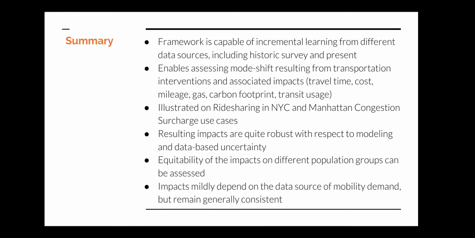So those resulting impacts actually turn out to be rather robust in terms of all types of uncertainties we were able to quantify: data-driven uncertainty, model-driven uncertainty, and also with respect to trying different input data. They just mildly depend on the data source of mobility demand, which is probably the highest contributor to the uncertainty so far.